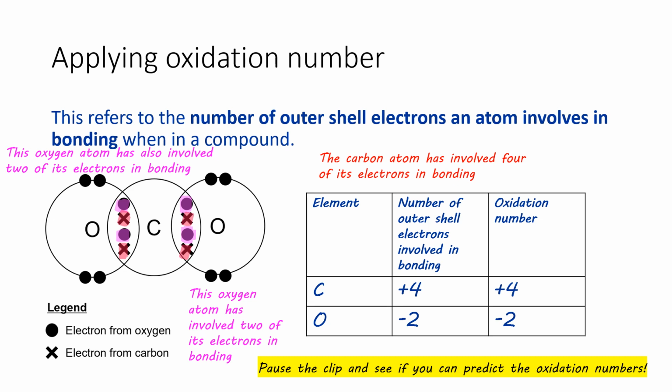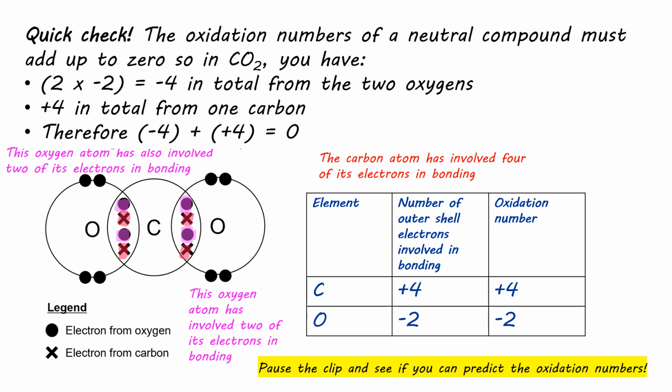So how does this work in terms of adding the oxidation numbers up? We need to do a quick check. If it's a neutral compound like carbon dioxide, you have to have 0 as the overall oxidation number. So if you take 2 times -2 from the oxygens, that gives you -4 mathematically in total. At the same time, the middle carbon, it's only 1 atom of carbon, has +4. So +4 and -4 obviously make 0.